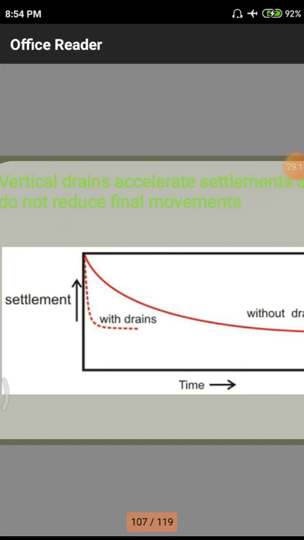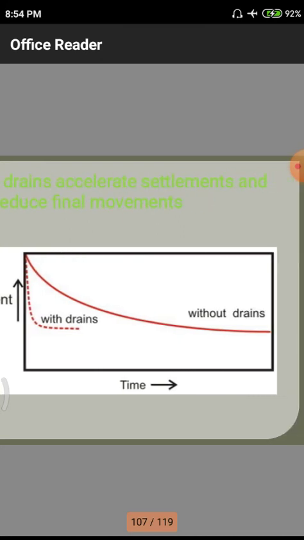It is the settlement without drains and with drains. You need to observe with respect to time. With drains, there is a proper amount of settlement up to one point. After that there is no settlement. Without drains there will be a gradual settlement, that means settlement is going on. There will be no improvement. But in case of with drains there will be a gradual and sudden improvement. After that there will be no improvement.